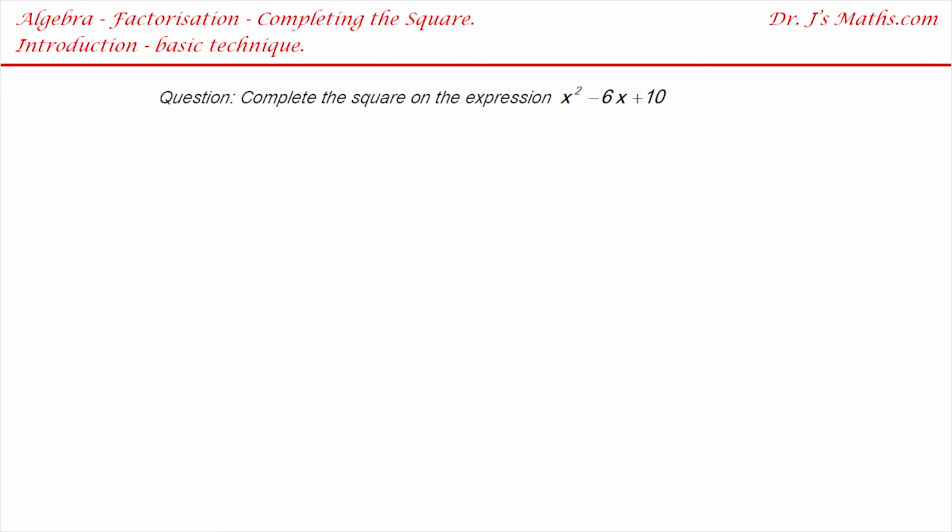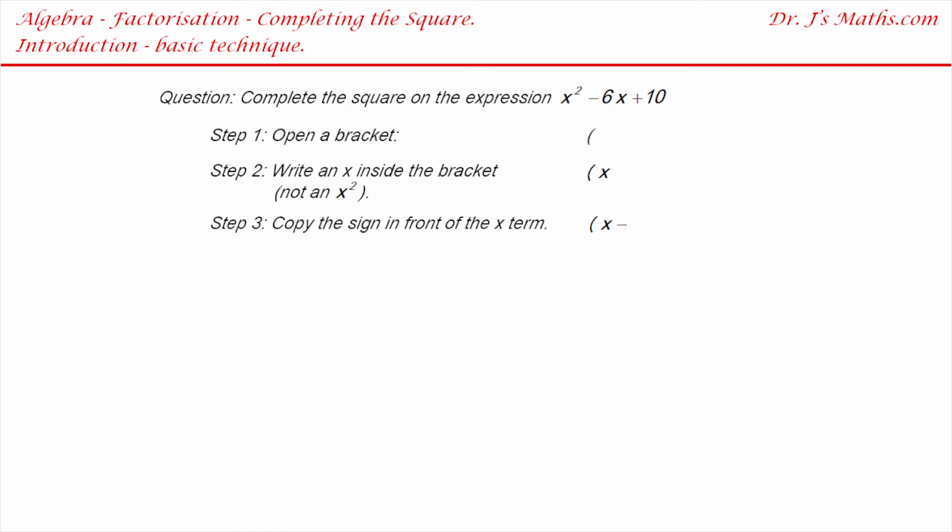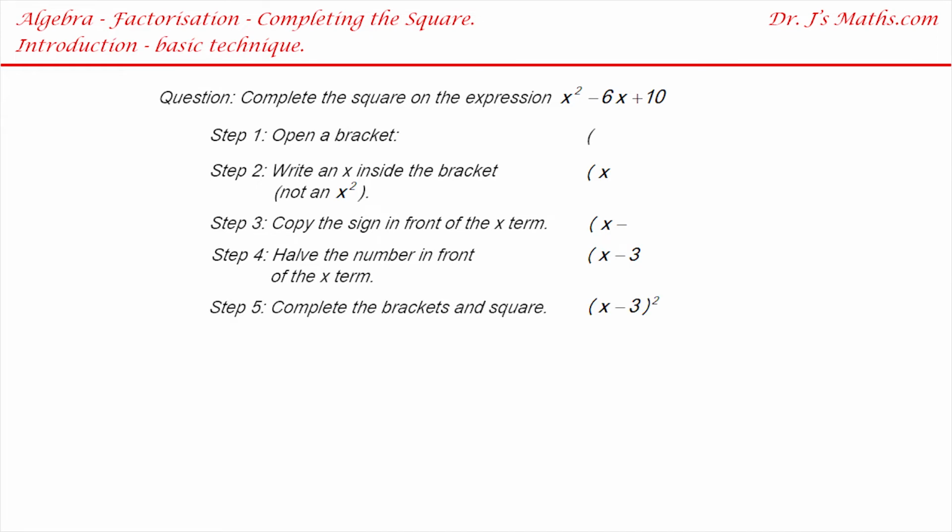First example is to complete the square on the expression x squared minus 6x plus 10. I want you to learn to talk to yourself using my words as a basis to help you work through every step. So the first step is open a bracket. Step 2, write an x inside the bracket, not an x squared, just the x. Step 3, copy the sign in front of the x term. Here it was a negative. Step 4, halve the number in front of the x term, so half of 6 is 3, write down the 3. Step 5, complete the brackets and square them.